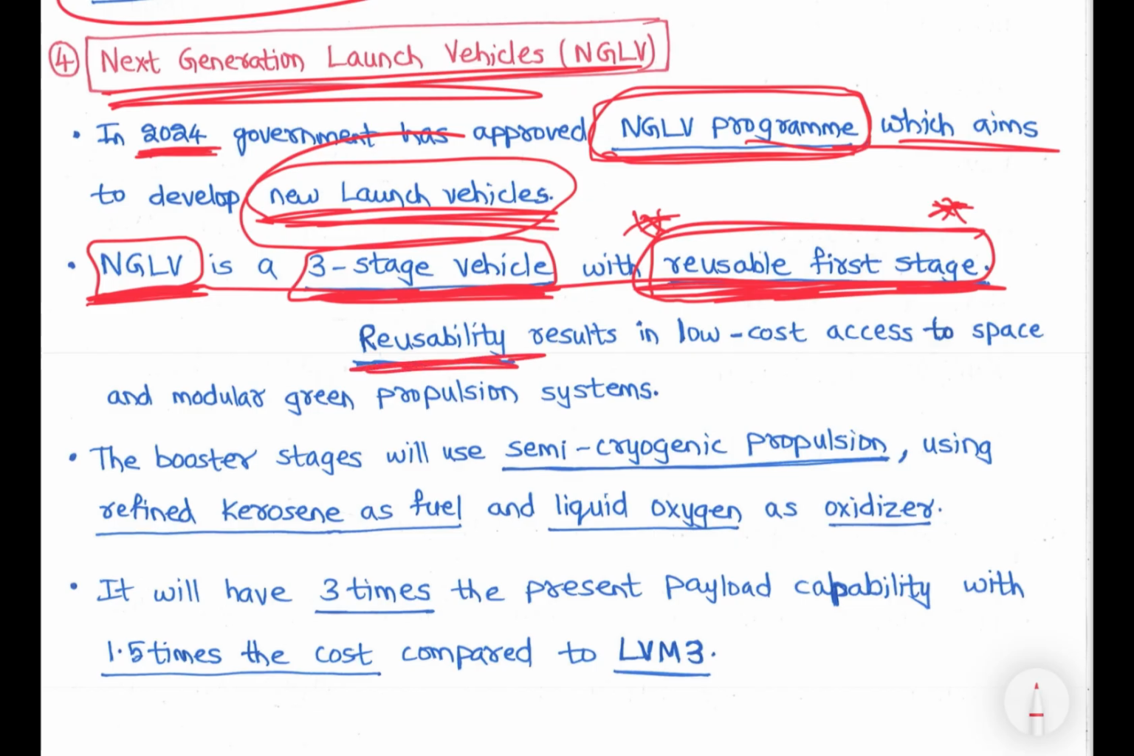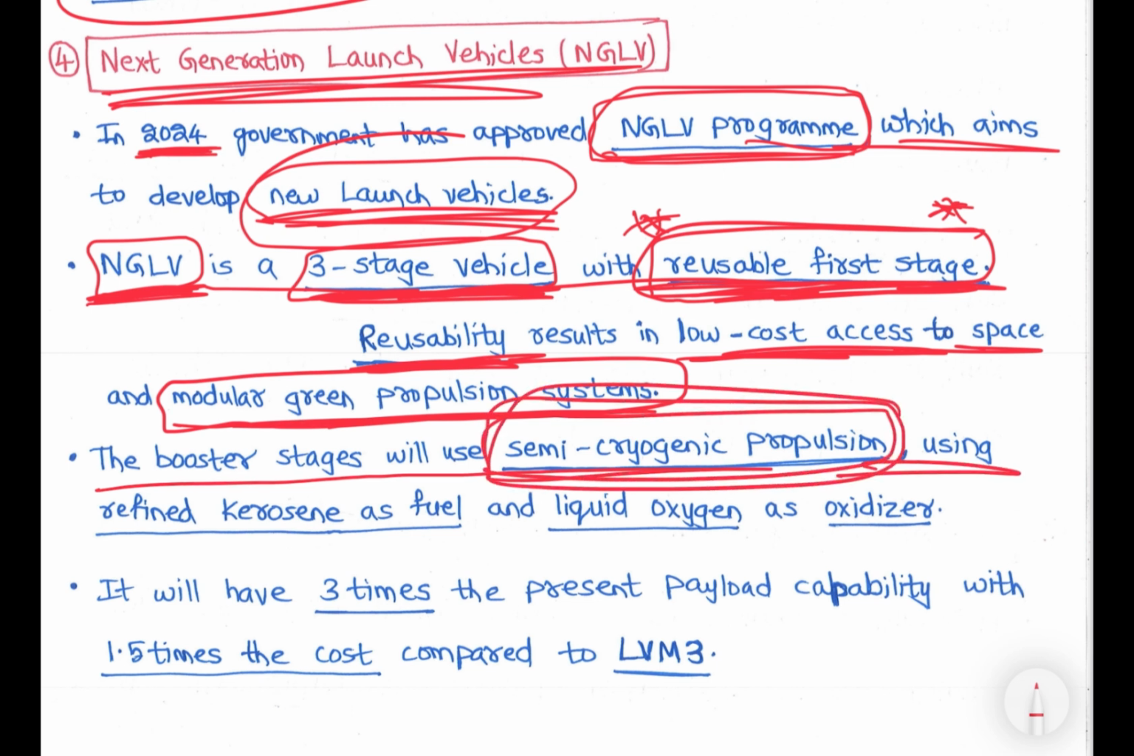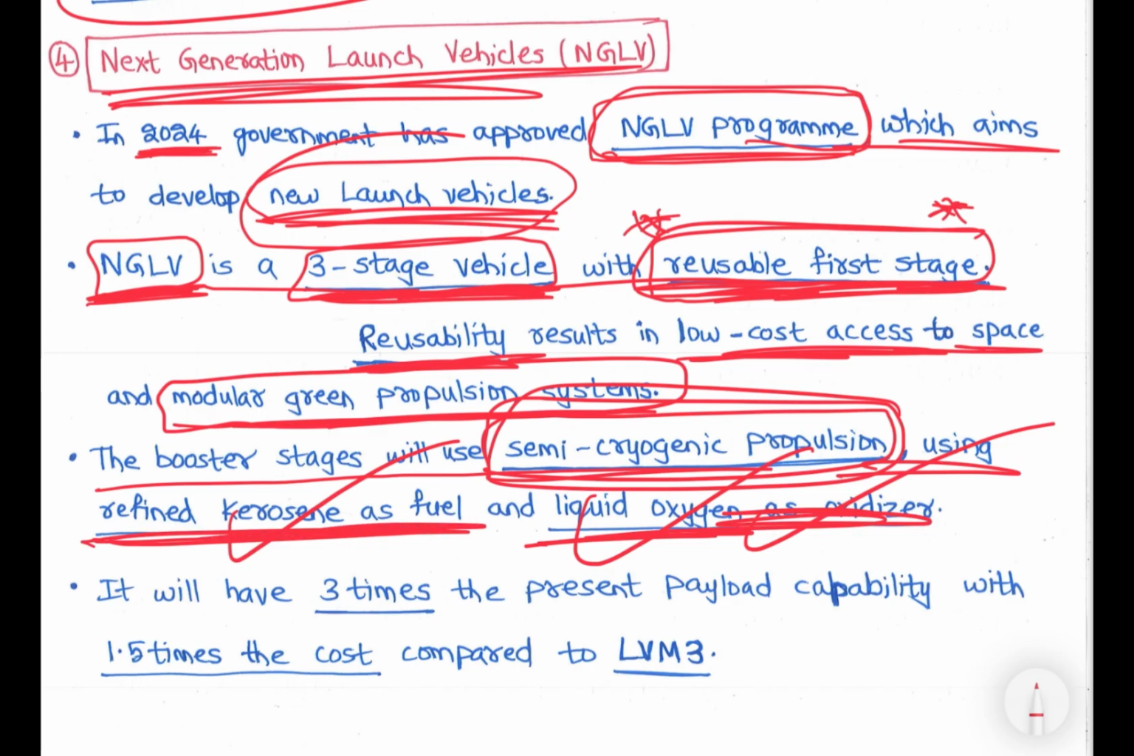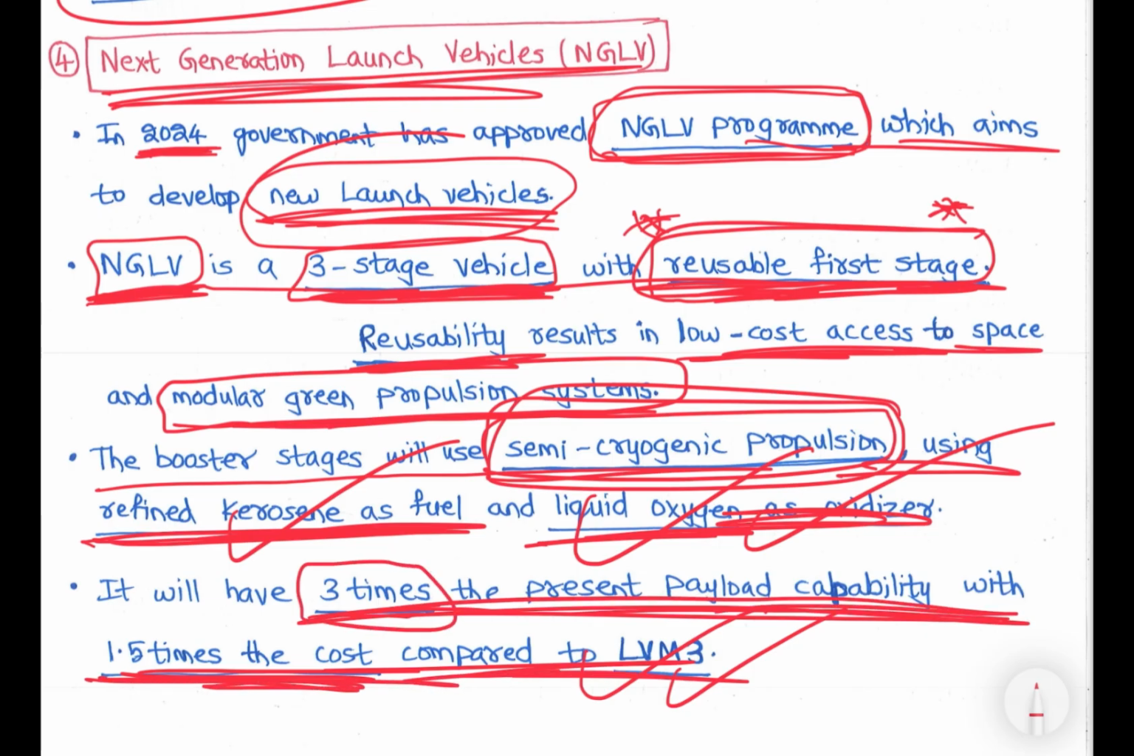The reusability results in low cost access to space and modular green propulsion systems, right? So the booster stages will use semi cryogenic propulsion using refined kerosene as fuel and liquid oxygen as oxidizer, right? Refined kerosene as fuel. It will have 3 times the present payload capability with 1.5 times the cost compared to LVM3, right?